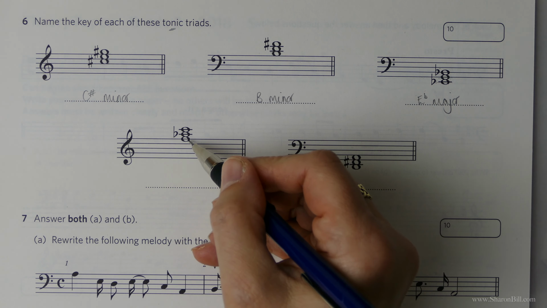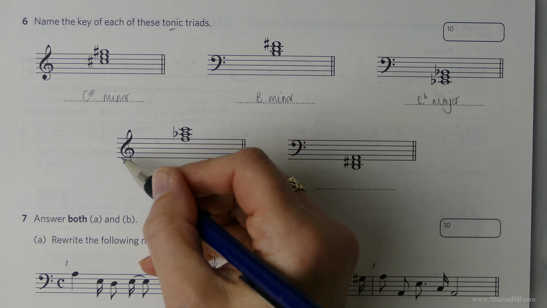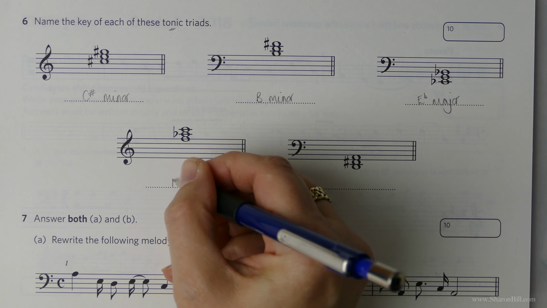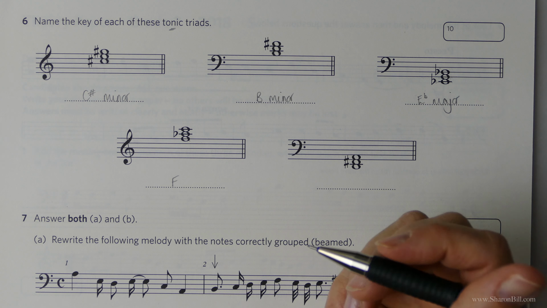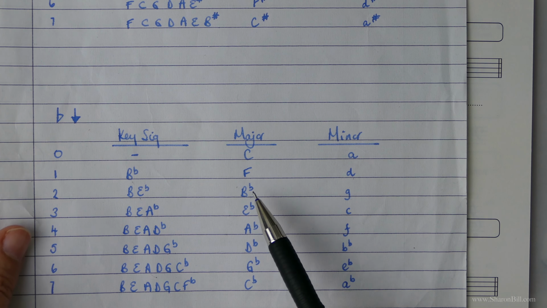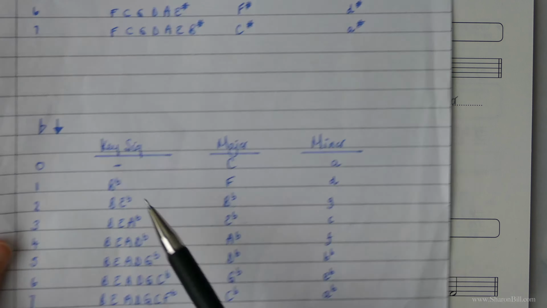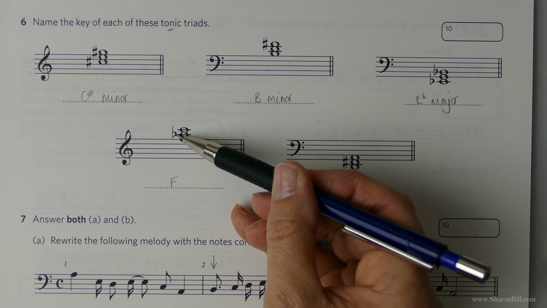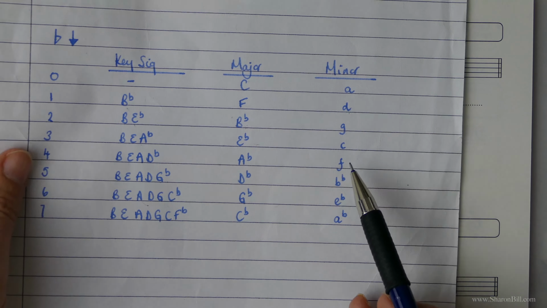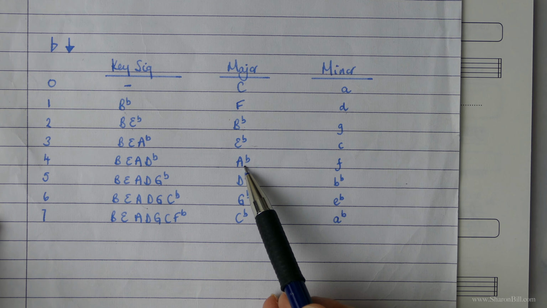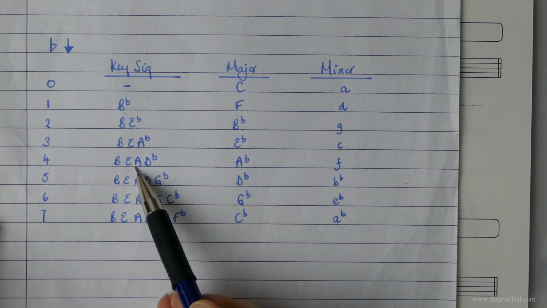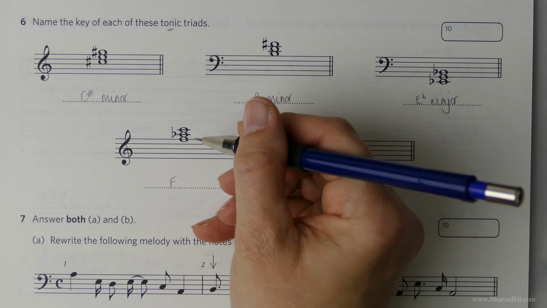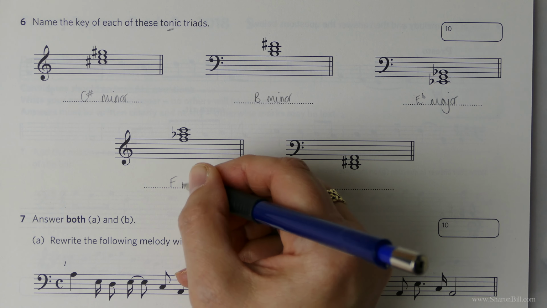Now here the top of the treble clef system is note F. So we know that it's F something. F major has only B flats, and that won't be enough to explain why there's an A flat here. However, we know that F minor is related to A flat major, which has B flats, E flats, A flats and D flats. That will explain why there's an A flat here. So we know that that's F minor.